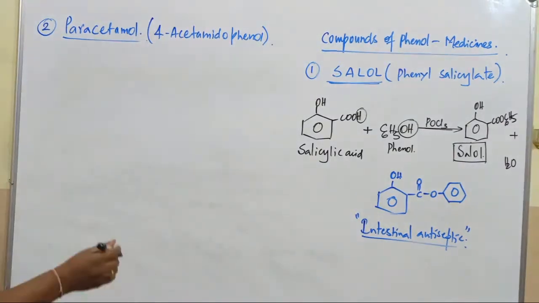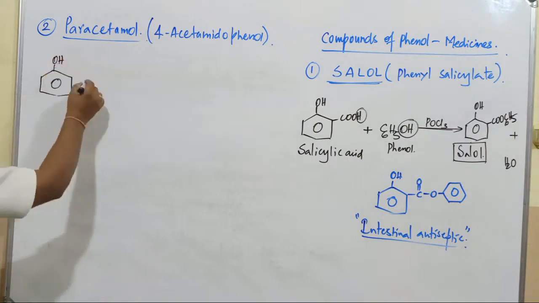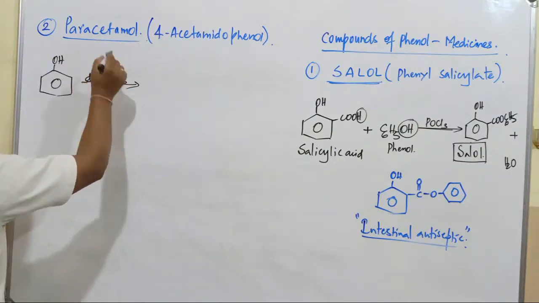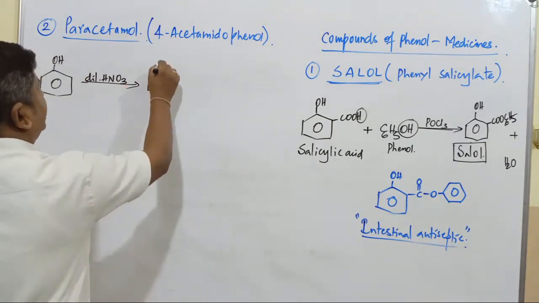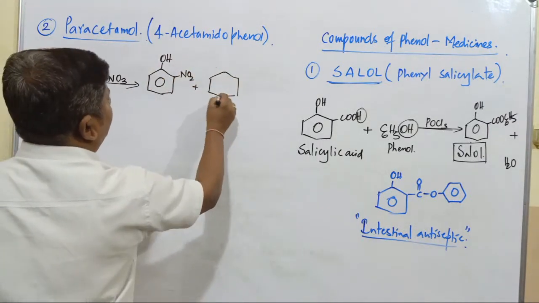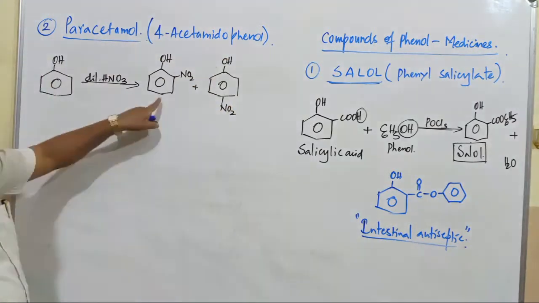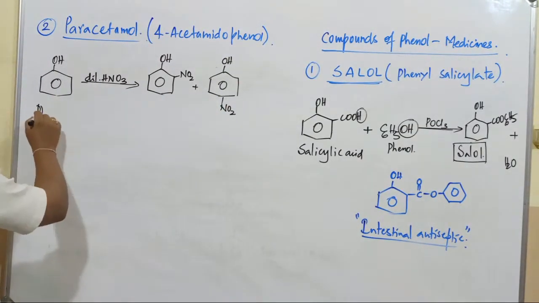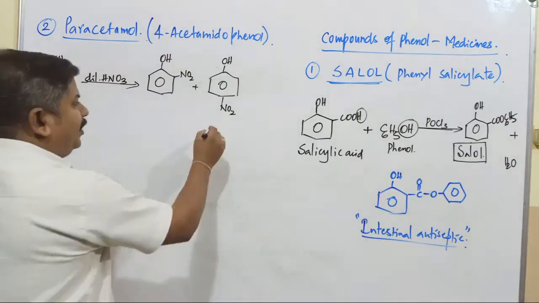How is this compound obtained? You see, this is the compound phenol, OH. When it is treated with dilute HNO3, tell me the product fast. Already we have discussed this in electrophilic substitution reaction. OH, this will be NO2, plus one more isomer, the para isomer, OH and NO2. What's the name of this compound, students? Orthonitrophenol. This is para-nitrophenol. Phenol is treated with dilute nitric acid. It gives rise to orthonitrophenol and para-nitrophenol.